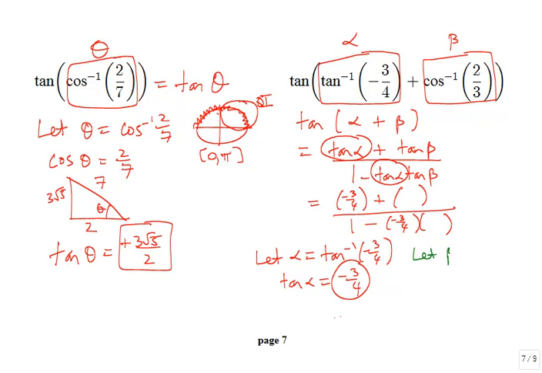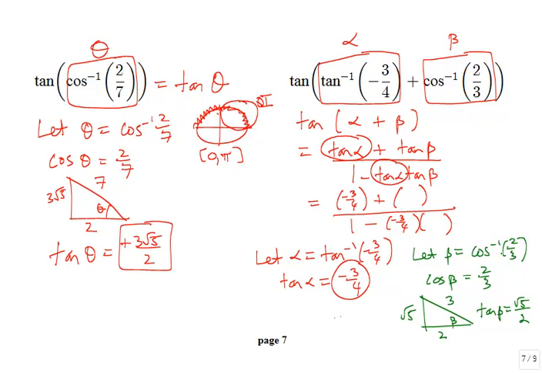So let's let beta be inverse cosine of 2/3, which means cosine of beta is equal to positive 2/3. Draw a triangle. Cosine is adjacent over hypotenuse. Whoops, 3. So the missing side would be 9 minus 4, which is 5, and I need the square root of that. So if I want the tangent of beta, according to this triangle, that would be opposite over adjacent, so root 5 over 2. And what quadrant are we in?